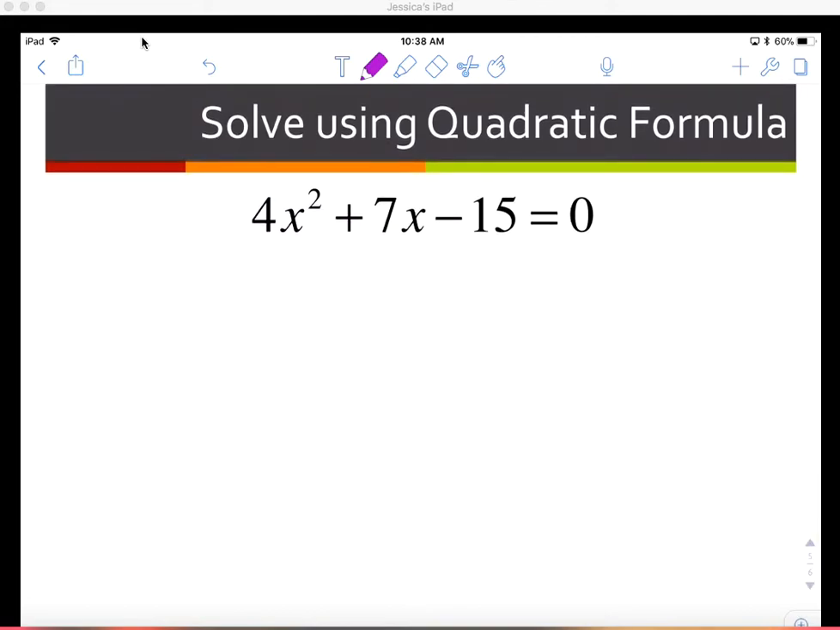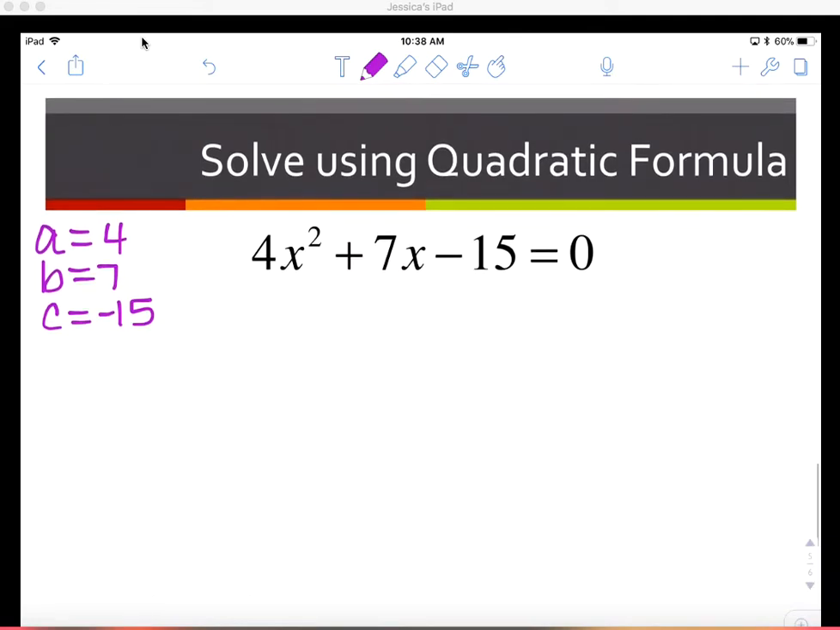Our next example is 4x squared plus 7x minus 15. On this one, my a value is 4, my b value is 7, and my c value is negative 15. First, I'm going to write out my formula. And what I would do next is pause the video, try this one on your own, and then restart when you're ready to check.